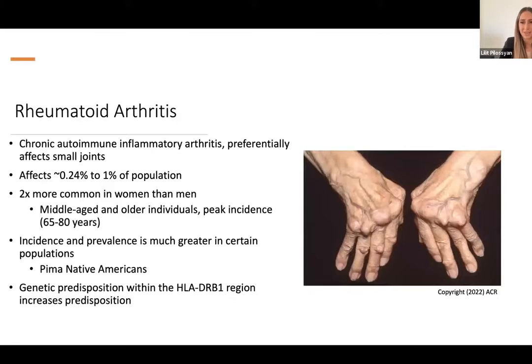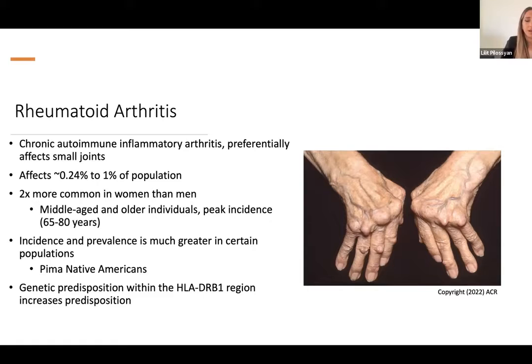So this patient had rheumatoid arthritis. This image is just a severe untreated form with subcutaneous nodules. But briefly speaking about rheumatoid arthritis, it's a chronic autoimmune inflammatory arthritis, which preferentially affects small joints. It affects about 0.24 to 1% of the population, and it's 2 times more common in women than men. Usual age is middle age and older individuals with a peak incidence of 65 to 80 years old.